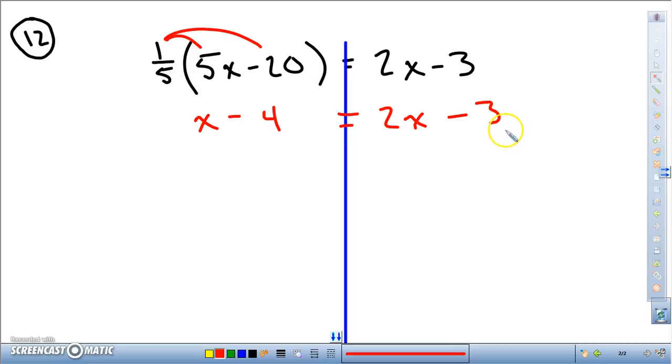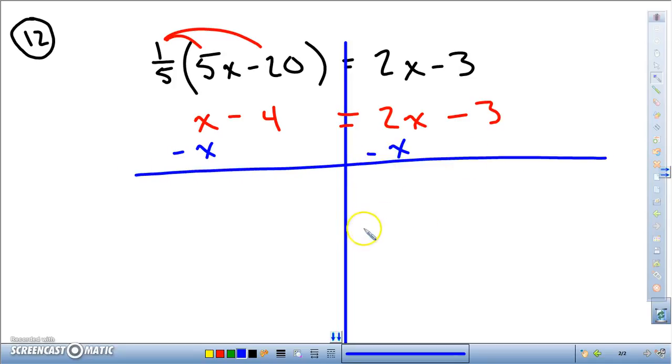All right, so now I'm back to something like I had in number 8, which we've seen several times. Okay, I've got variable on both sides, constant on both sides. I get to pick which one of the variables I want to eliminate. So I'm going to eliminate the x by subtracting it from both sides here. That goes away. The minus 4 comes down. Equal sign stays on the line. 2 minus 1 is 1x. And the minus 3 comes down.